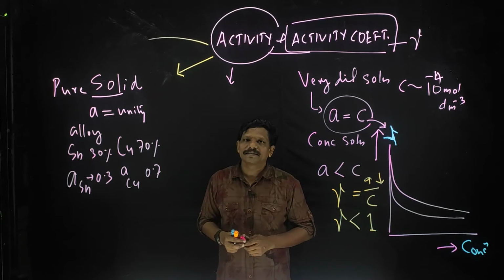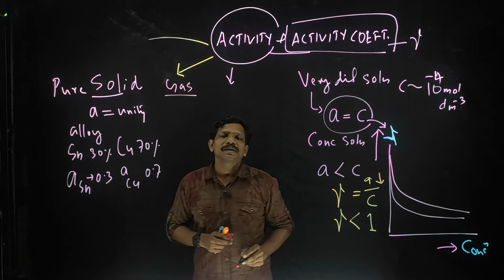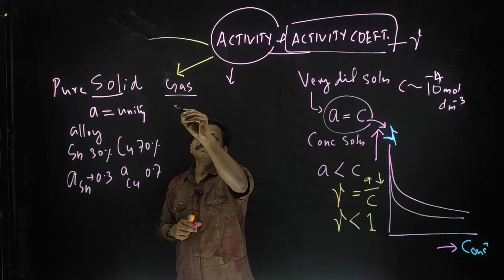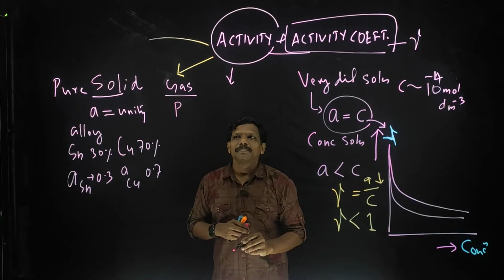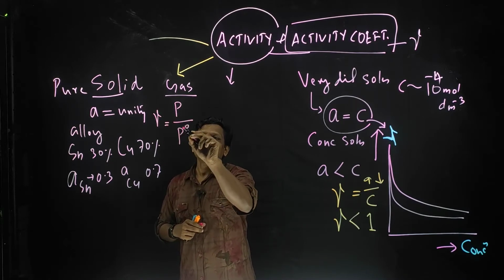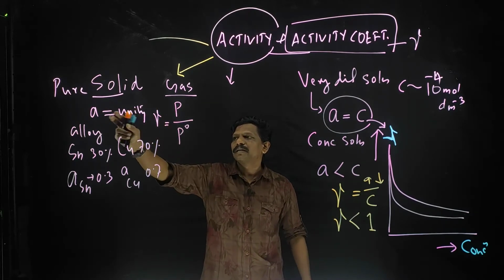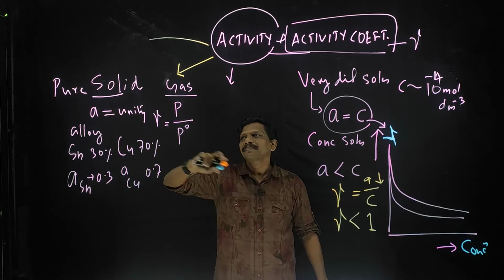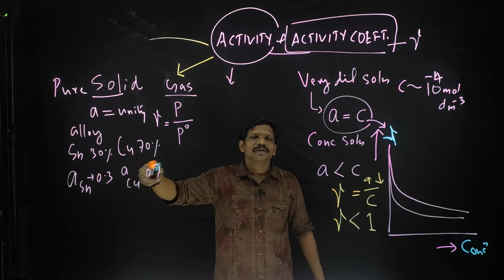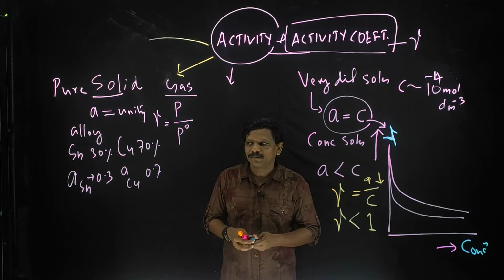When you are considering a gas, it is also the same. Normally, instead of the concentration term, we will take the term pressure P. So your gamma is equal to P by P0. So here also, in the case of a pure gas, you can take the pressure as unity, and when you make a gas mixture, you can also go for the mole fraction, same as the other. So what is the case of the solution?